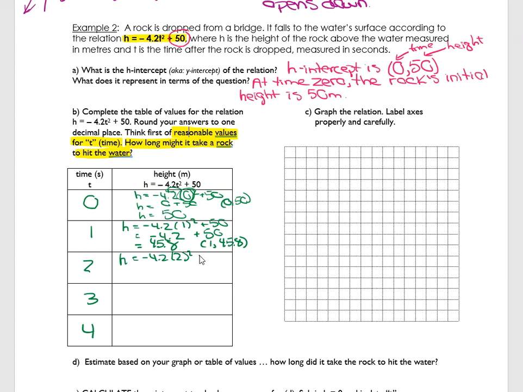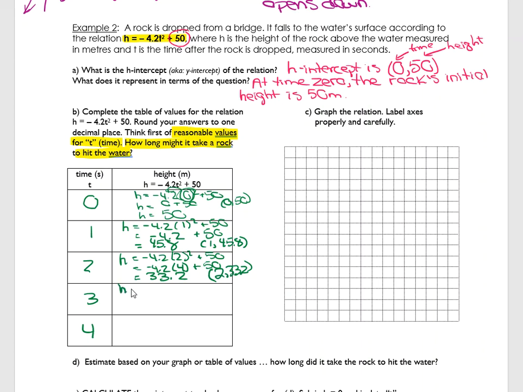2 squared will be a 4. So that's negative 4.2 times 4 plus 50. So you can do that in your calculator. Do this part first: negative 4.2 times 4, because of the order of operations, we have to do that first. And then add on 50. Get 33.2. So after 2 seconds, the rock is 33.2 meters high.